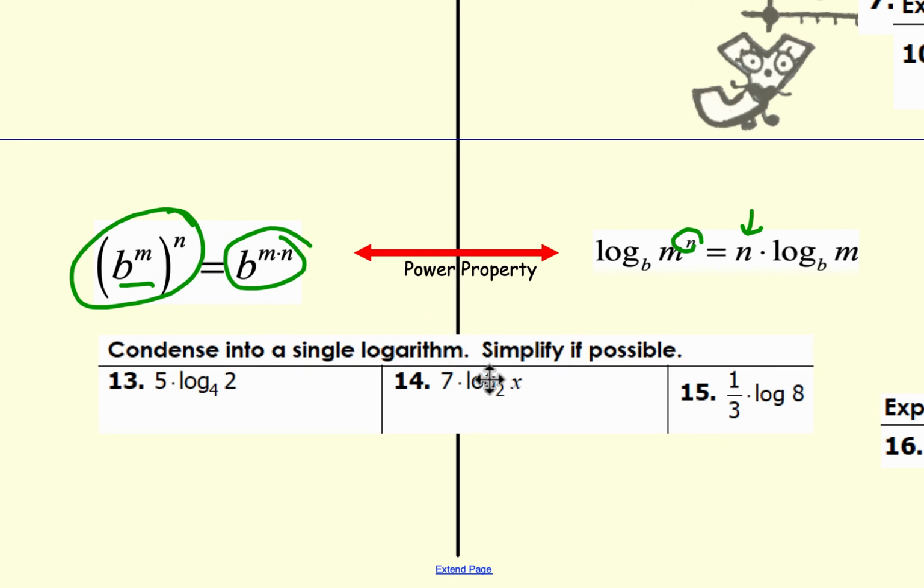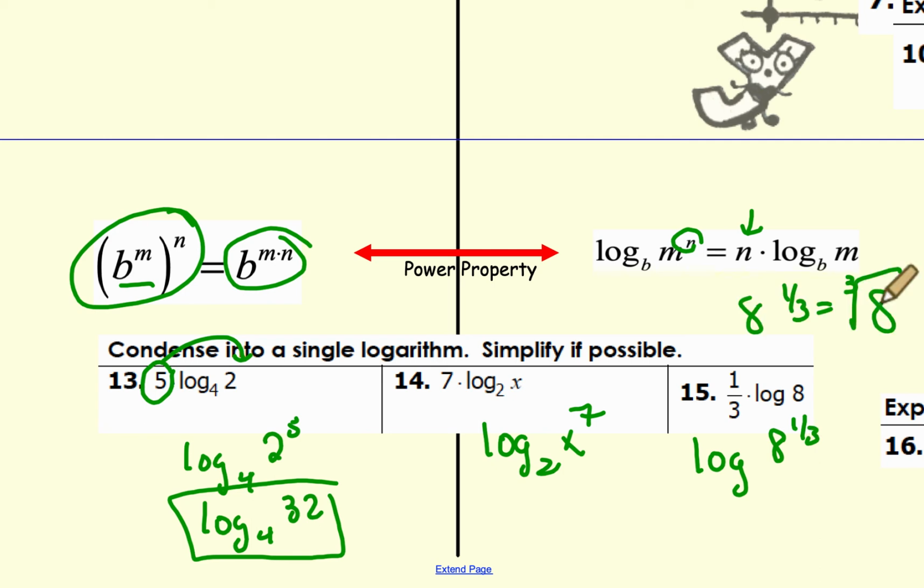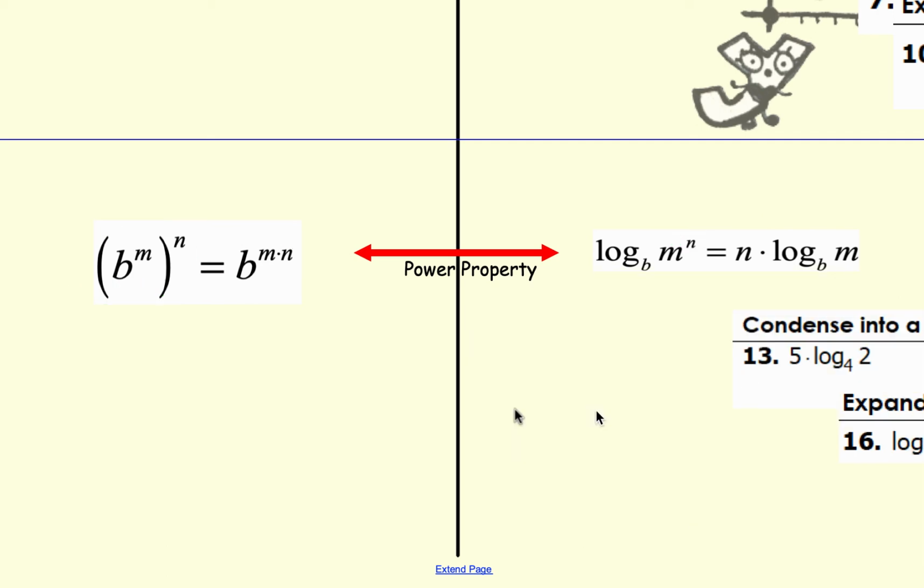Okay, so condense means to not have anything in front or after the log expression. So I'm going to take my coefficient and it becomes the exponent. So log base 4 of 2 to the 5th, which is log base 4 of 32. And this one would be log base 2 of x to the 7th. And this one would be log of 8 to the 1/3. The 8 to the 1/3 is the cube root of 8. Now remember, the cube root of 8 is 2. So that would give me log base 10 of 2.